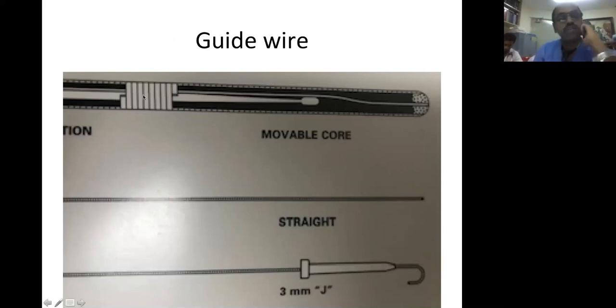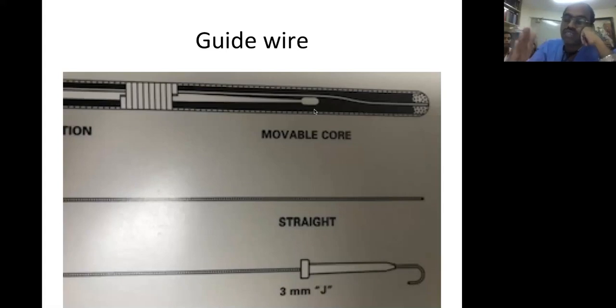So the guide wire's principle is like this. There will be an inner stainless steel rod and a surrounding stainless steel wire that wraps around till the tip. So how do some of the guide wires move?